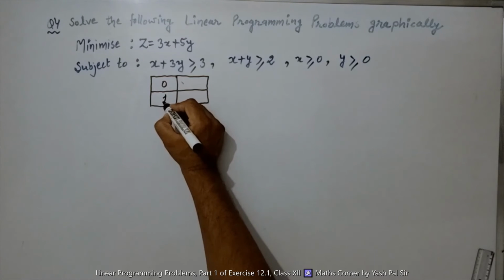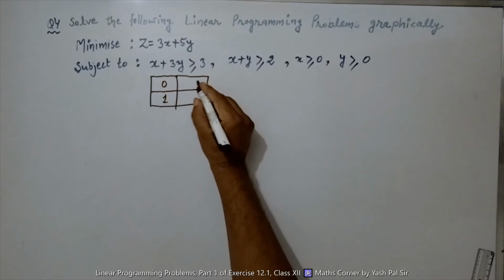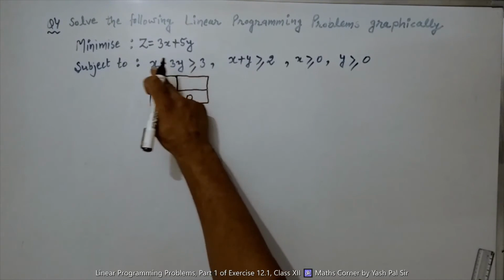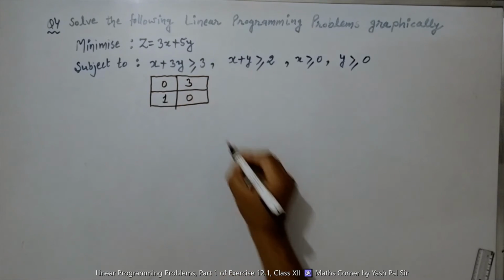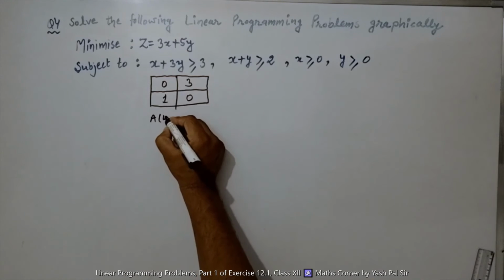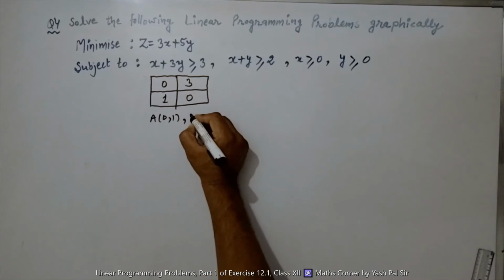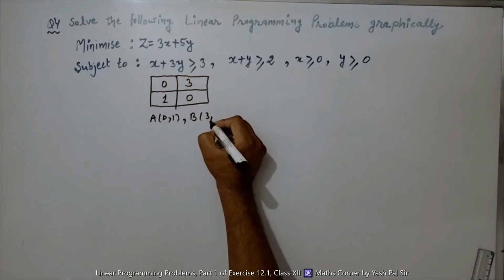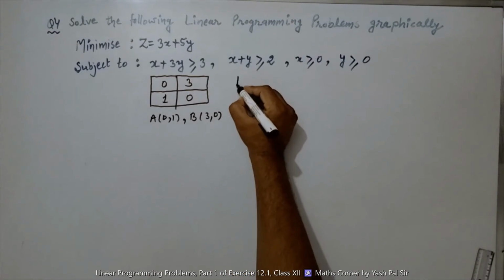When x is 0, then y is equal to 1. Similarly, if we take y is equal to 0, then x becomes 3. So A point is (0, 1), B point is (3, 0).